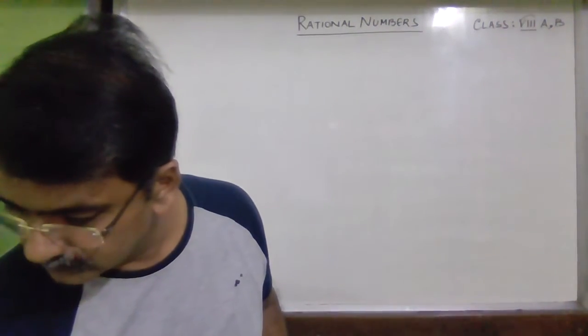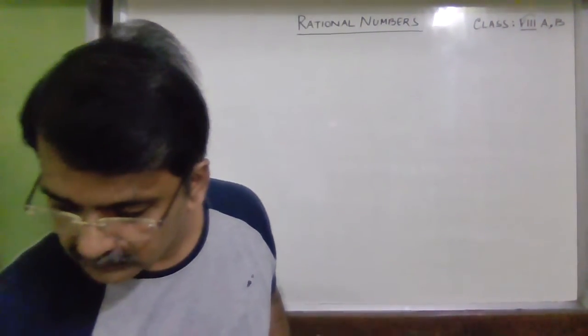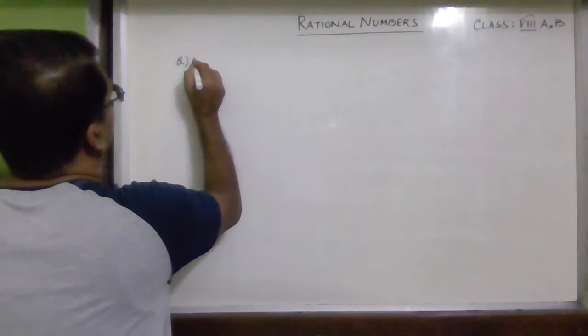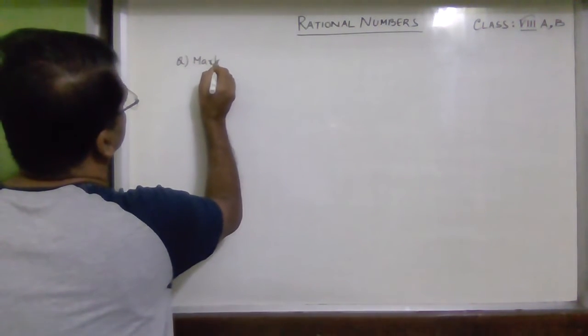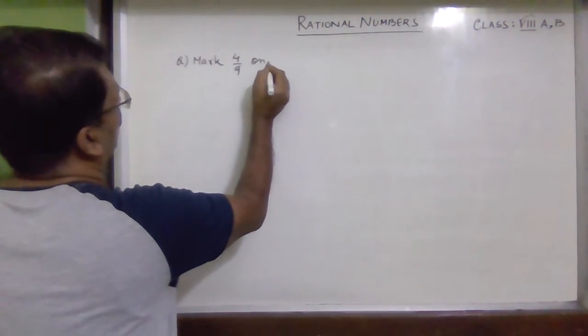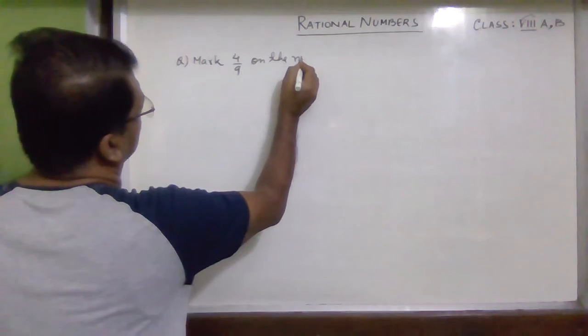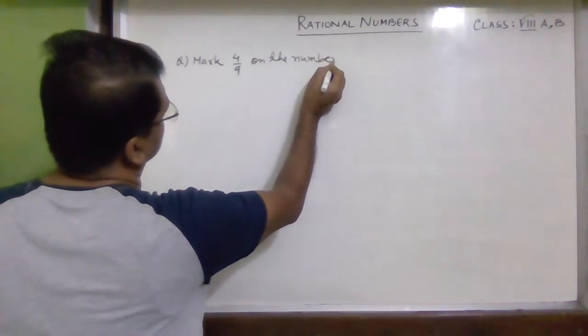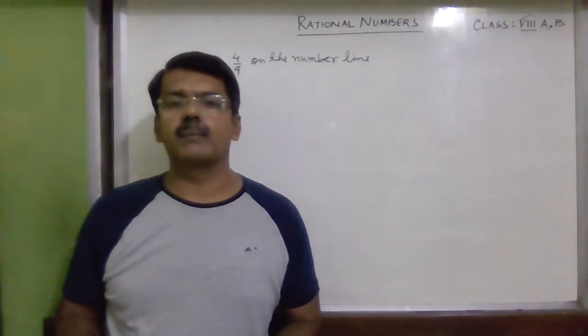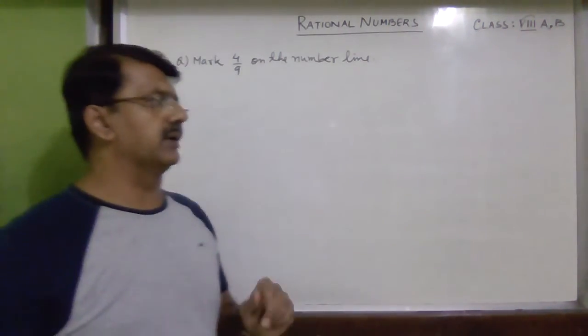Now another question: mark 4 by 9 on the number line. Mark 4 upon 9 on the number line.